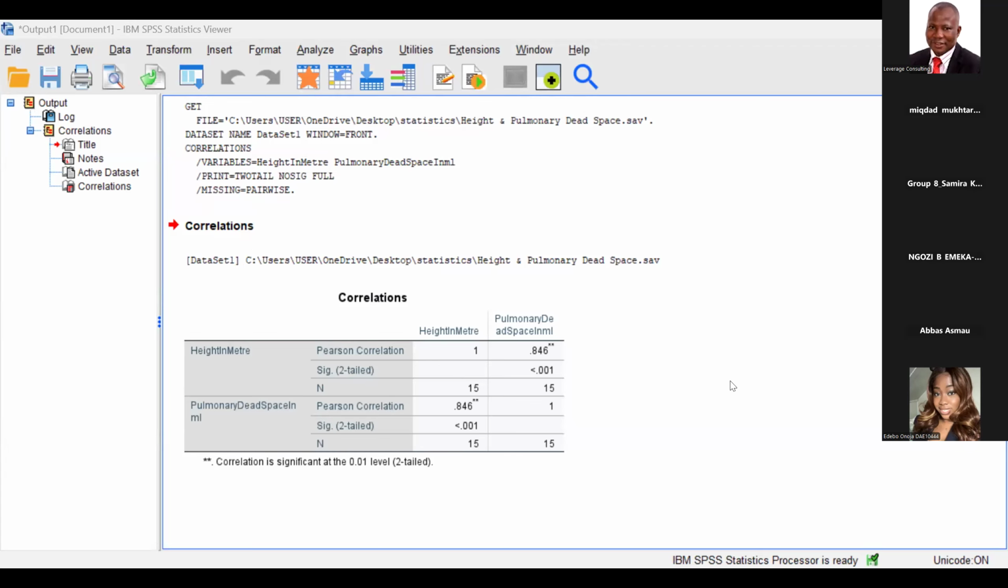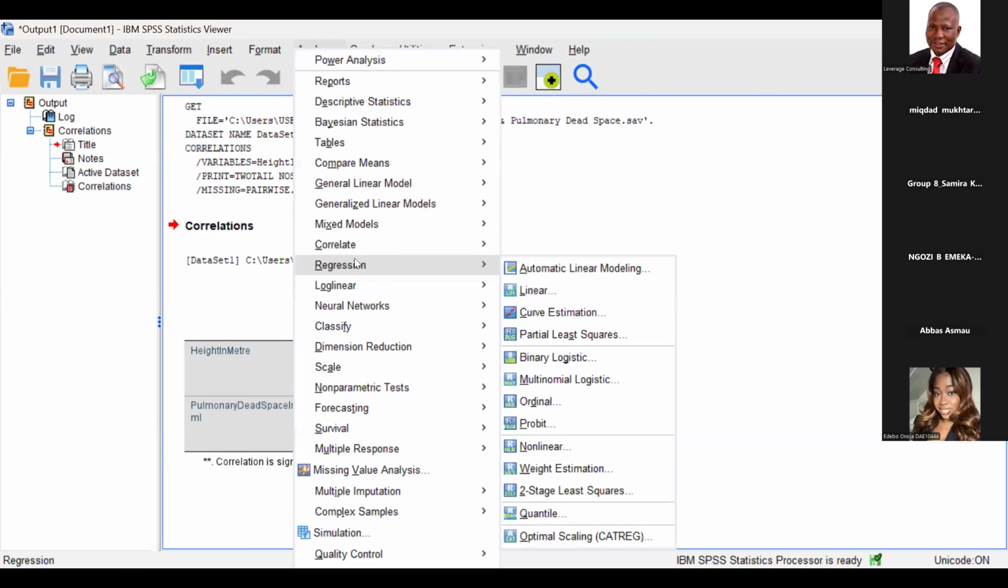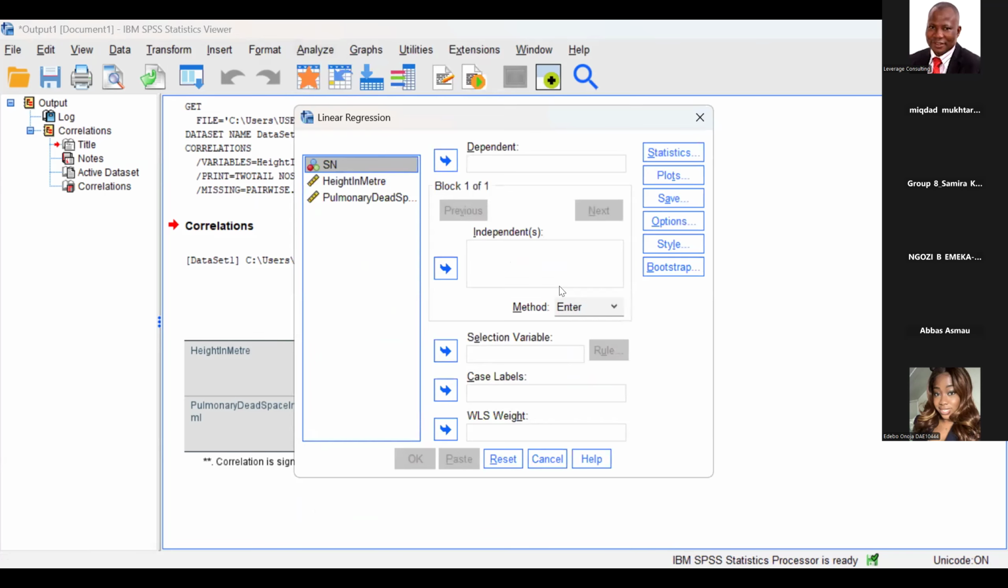Can you see the result? Yes, you will see that the correlation is 0.846, right? That's all they want us to see, 0.846. So go to Analyze. You can go to Analyze from here also, from the result window. Go to Regression. After correlation, you say Linear. We are doing linear regression.